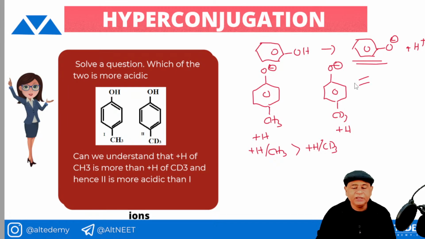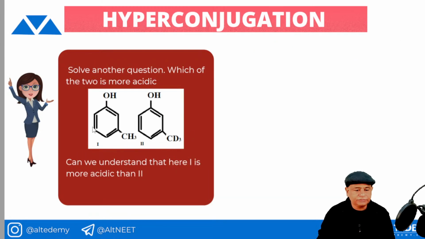If this has more stability, then we can say that the second compound will be more acidic, because after showing the acidic effect, it will be a more stable compound. I hope you got the point. Let us try another question.